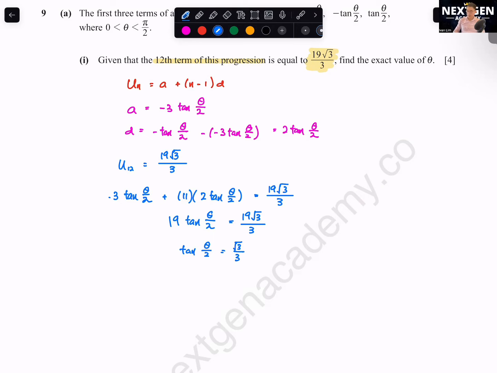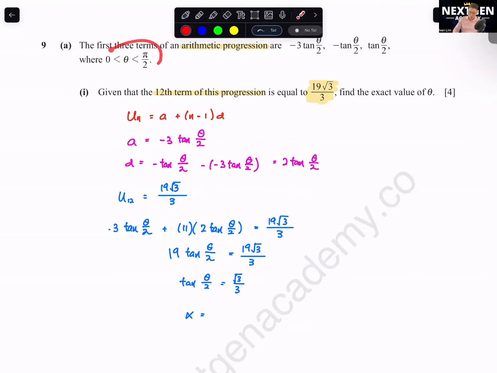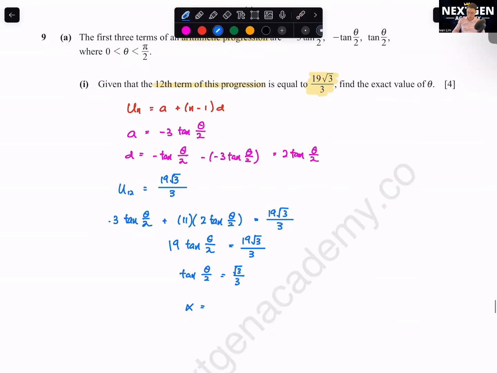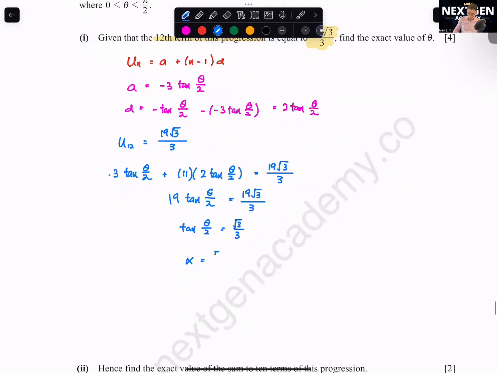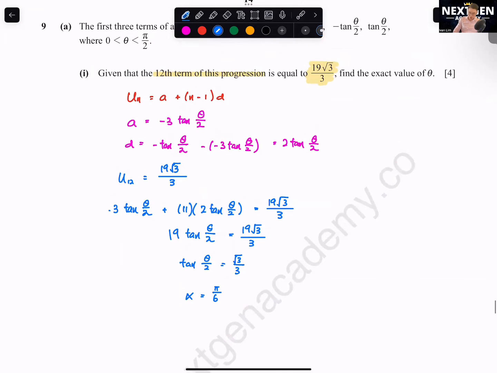We find our base angle first. So alpha is, and also use this in radian mode. Okay, so change your calculator to radian mode first. Alpha is equal to pi over 6. Okay, you all look over here, look at the range of angle that they want. They only want from 0 to pi over 2. And the theta that we are solving is theta over 2.